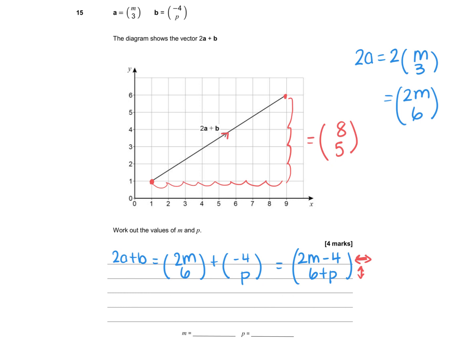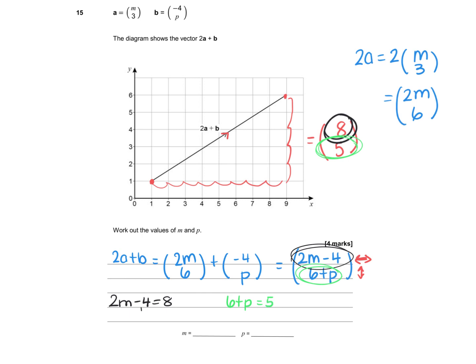So then we can make a little equation. This 8 right here has to be the same as the 2m minus 4. So 2m minus 4 equals 8. And then also this 5 has to be the same as 6 plus p. So you can say 6 plus p is equal to 5. And now these just become two equations that you know how to solve.